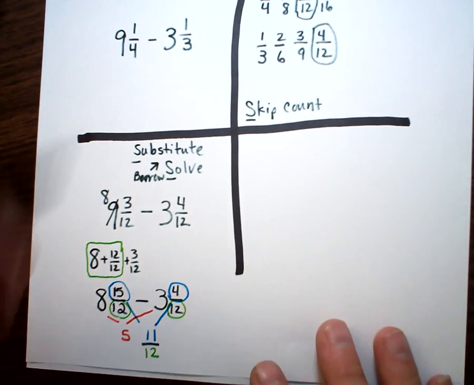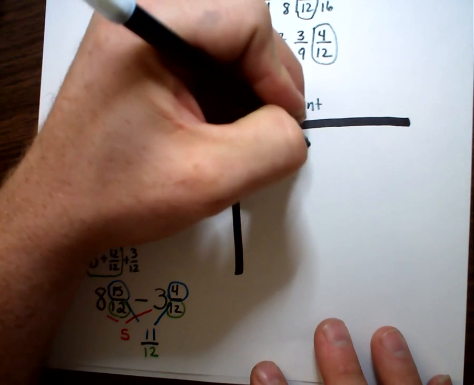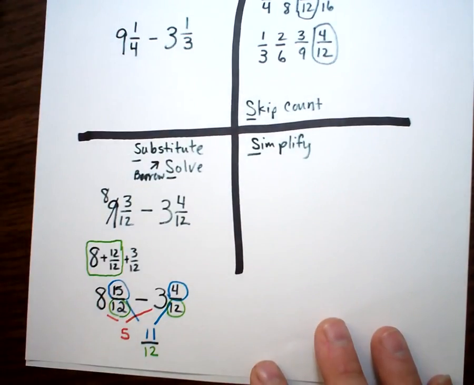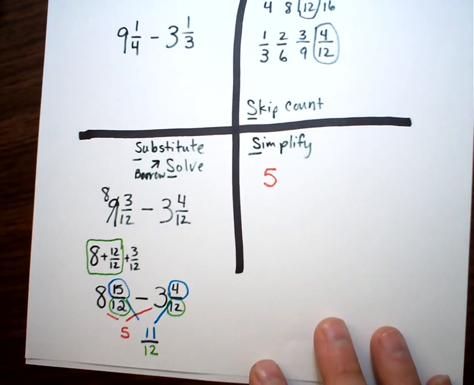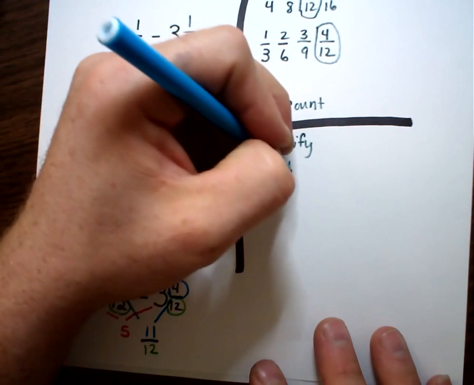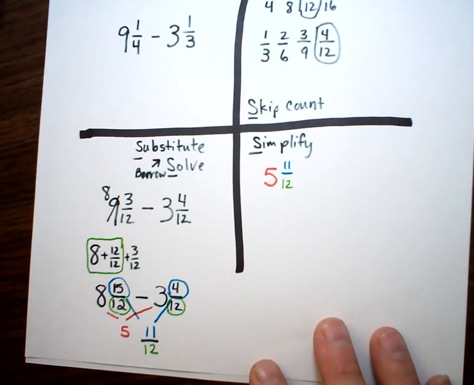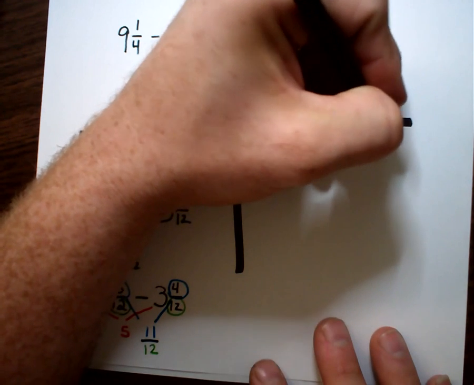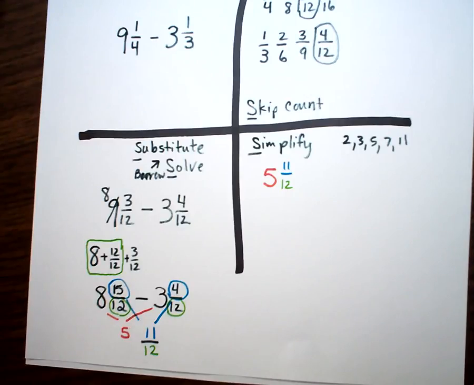The last step is to simplify. That's the fourth S. Now, let's check and see if we can simplify 5 and 11/12. Can we simplify it? The way we check is we take our prime numbers, 2, 3, 5, 7, and 11, and we see which of those prime numbers will go into both the numerator and denominator.